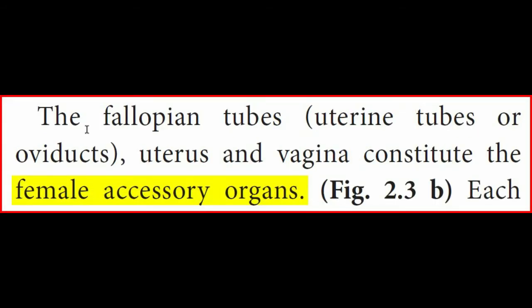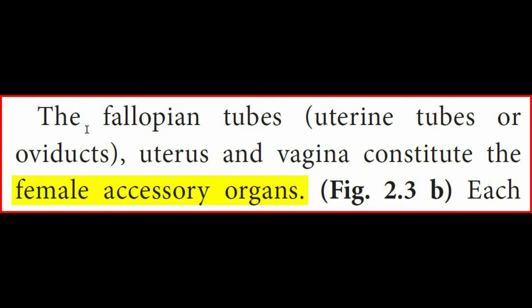Next, the fallopian tube, otherwise called the oviduct or uterine tube. Okay, children? The fallopian tube, uterus and vagina together are called the female accessory organs. What are the female reproductive accessory organs? Fallopian tube, uterus and vagina.